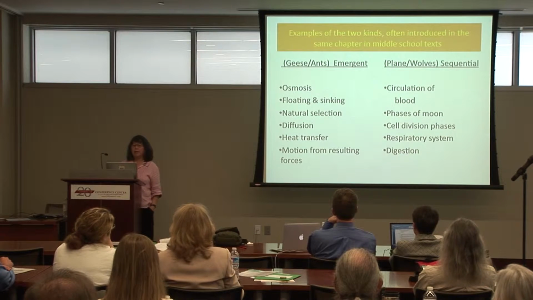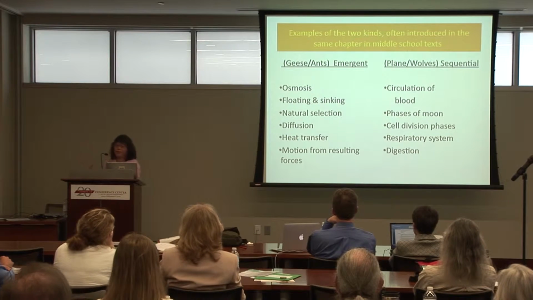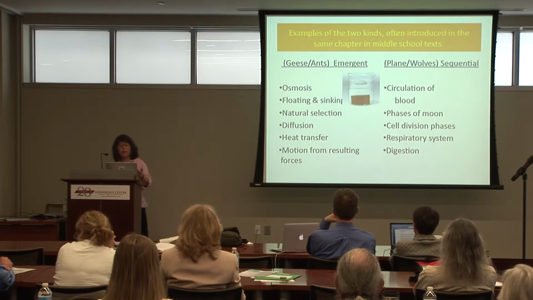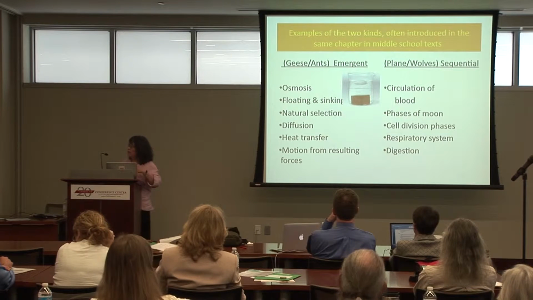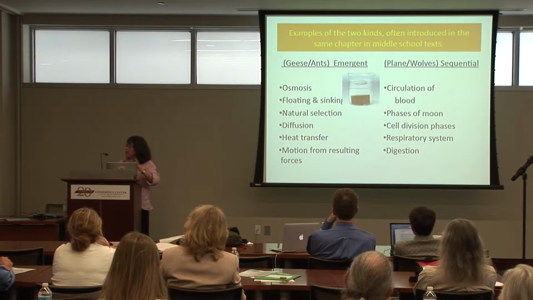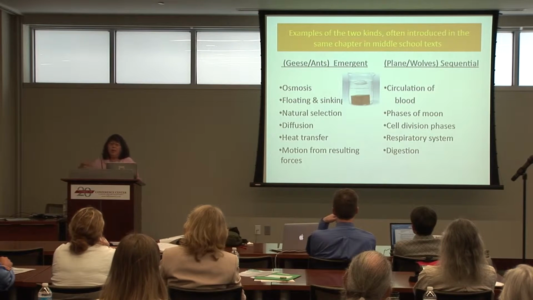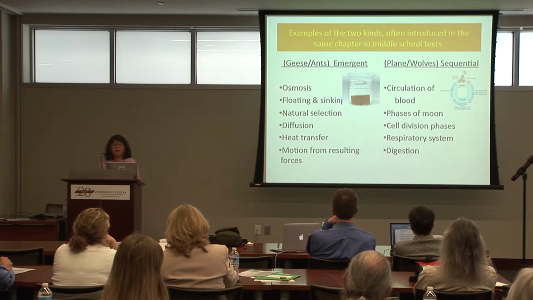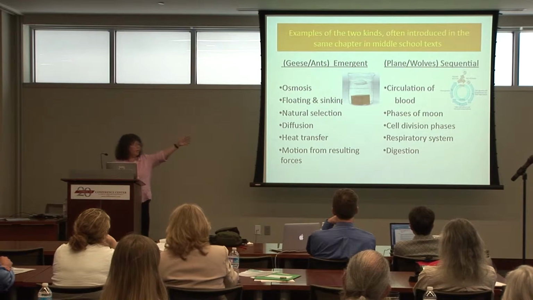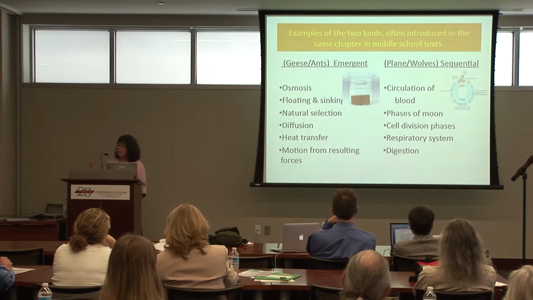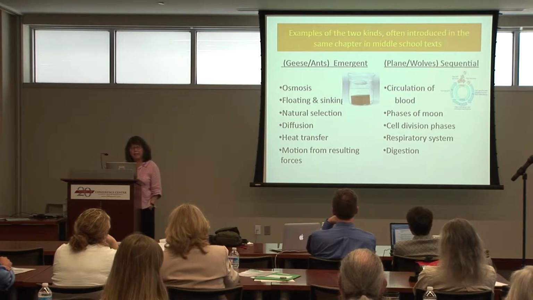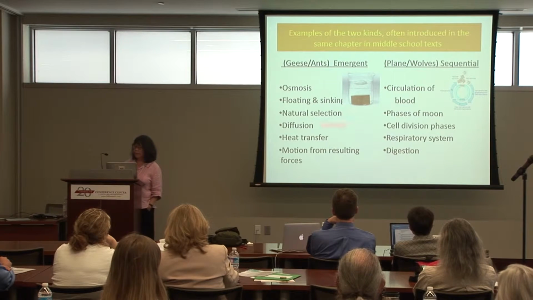So let's take an example. In the same chapter, often, you might get things like osmosis, floating, sinking, natural selection, diffusion, heat transfer, motion resulting from forces. Those are all emergent kinds of processes, along with sequential processes: circulation of blood, phases of the moon, cell division, that diagram that we saw Jennifer present, respiratory system, and so on. Those are all cyclical sequential processes. They're all often presented in the same chapter.